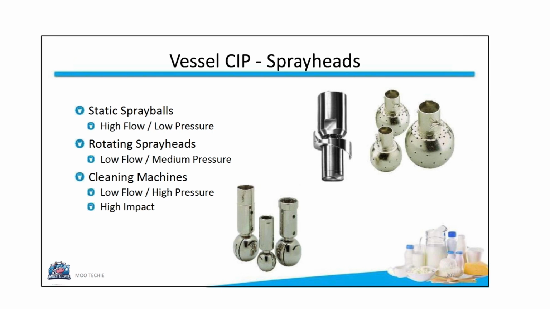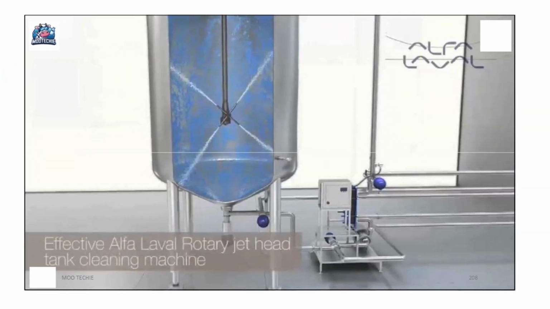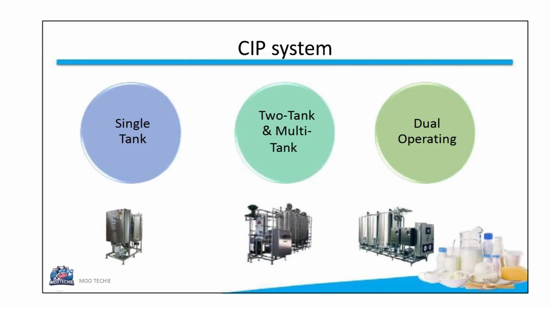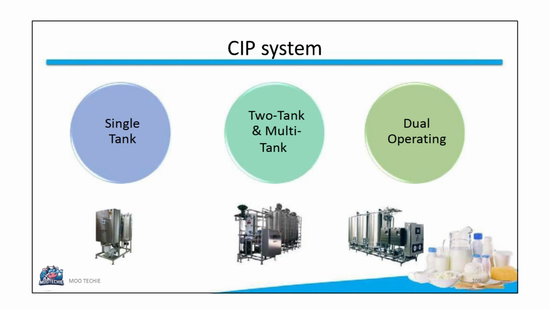This slide shows an effective Alfa Laval rotary jet head tank cleaning machine, which is an example of a high impact cleaning machine that ensures all internal surfaces are reached and cleaned. CIP systems themselves come in different designs. The main types are single tank systems, two tank and multi-tank systems, and dual operating systems.